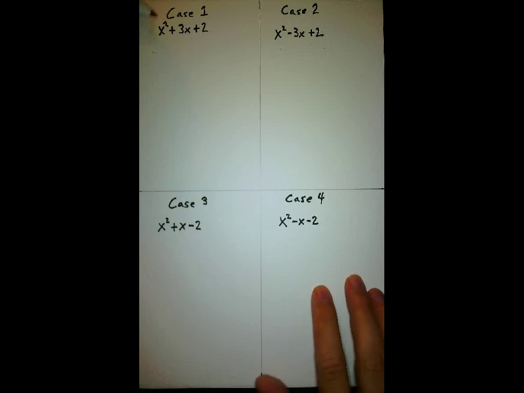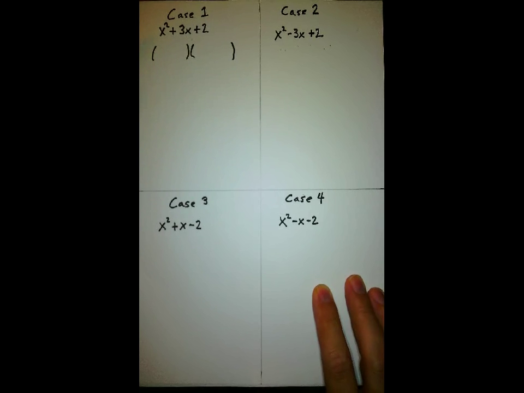So let's go ahead and do this first one, and then we'll do the next one, and you can see the pattern we have with the signs. So alright, here we go. When we factor this, we know that we need an x and an x, because x times x gives us the x squared. Alright, now we have to decide what sign goes here and what sign goes here.